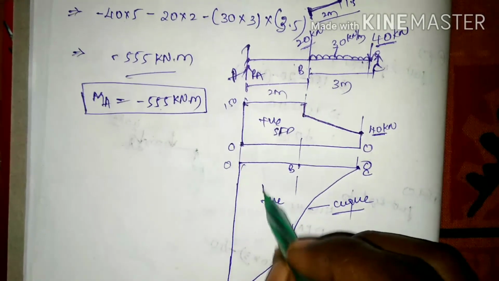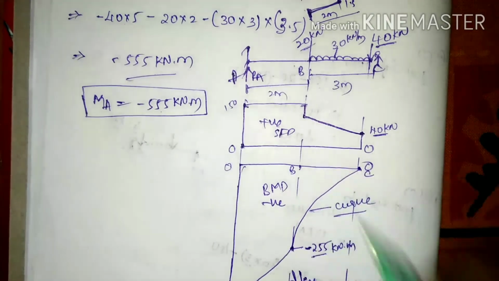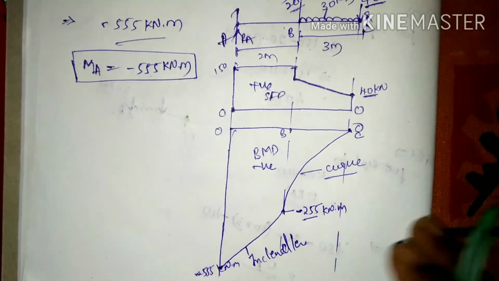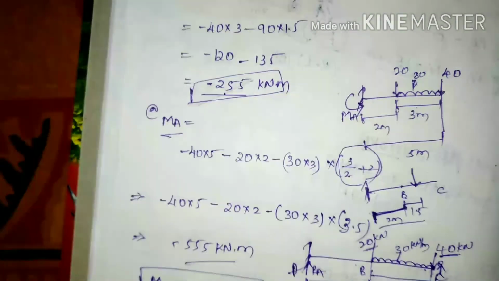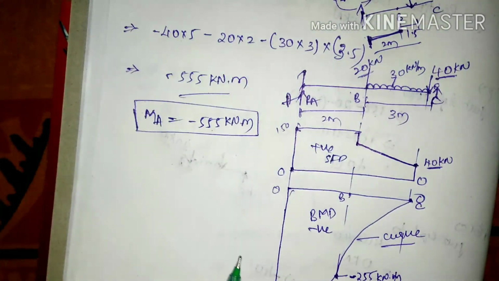This is a bending moment diagram and a shear force diagram. The values are 225, 255 and 355 kilonewton meter.